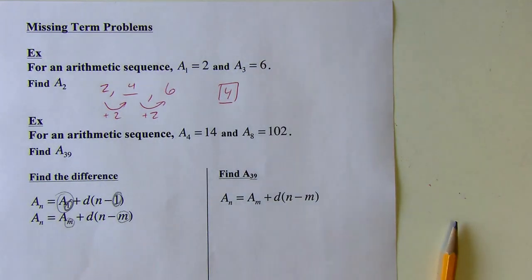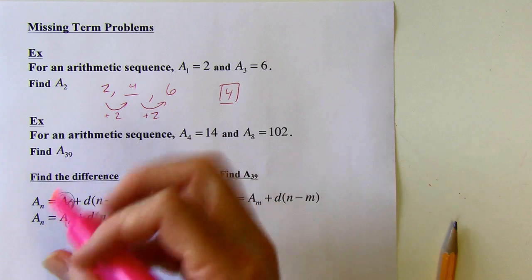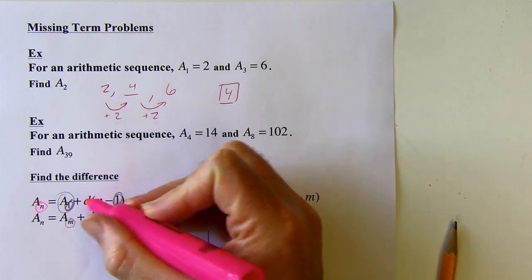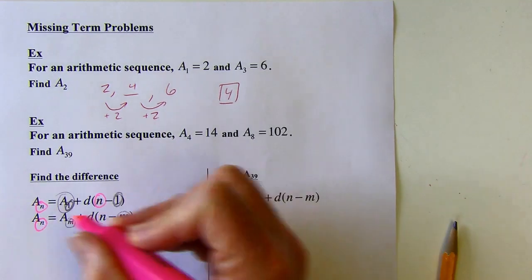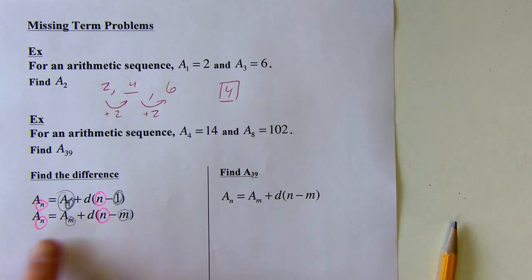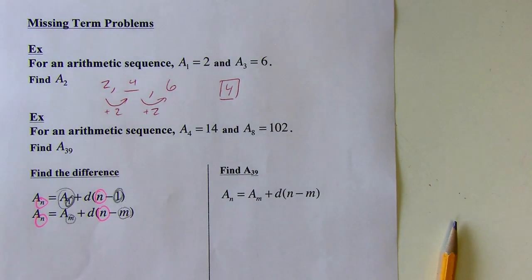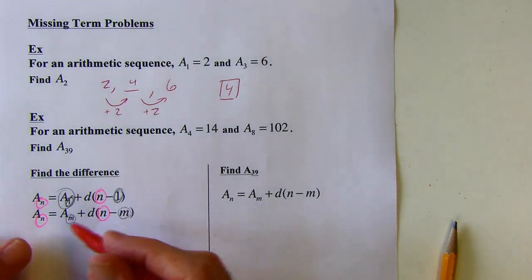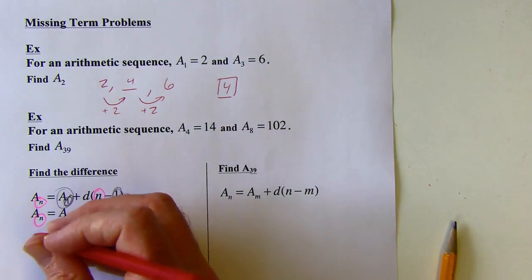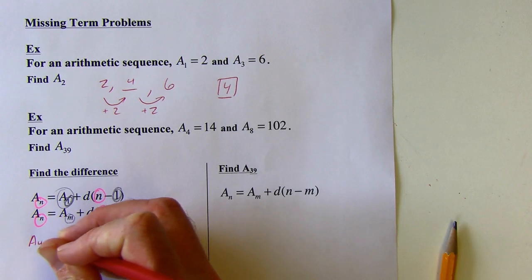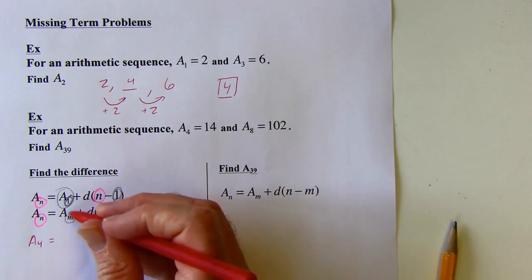Actually, let me take a step back. This matches up with that, right? So in the newer version, I can plug any 2 terms into this, and I can use that to find the difference, and the difference is going to be key here, okay? I don't know the first term, so I'll use the 2 terms that I do know. So I'm going to plug a sub 4 into the first slot, and a sub 8 into that second slot.